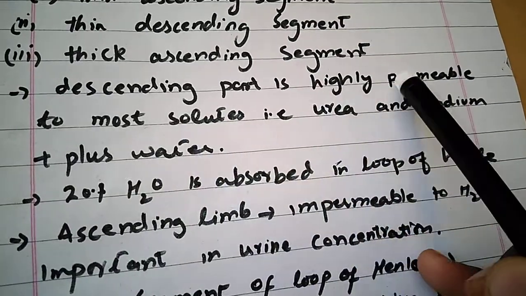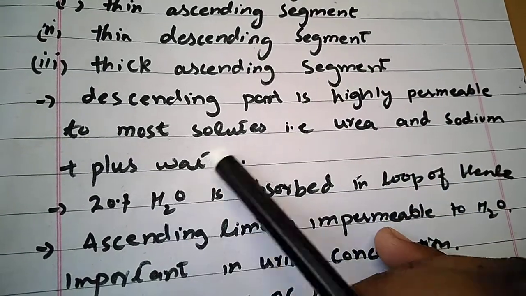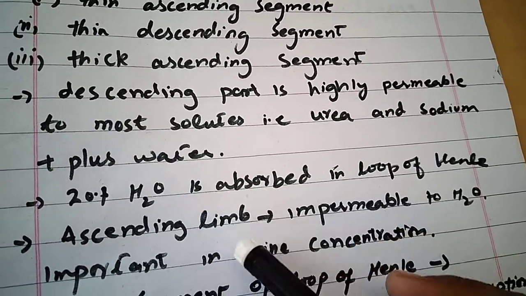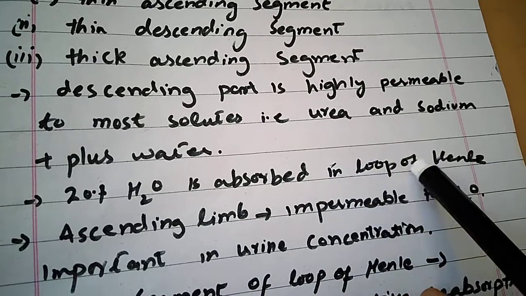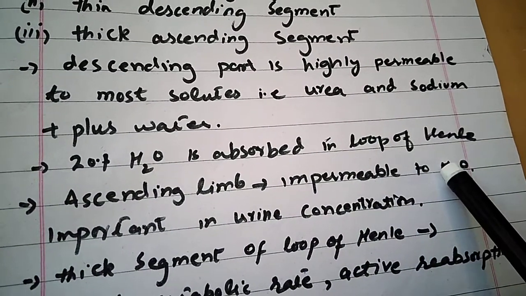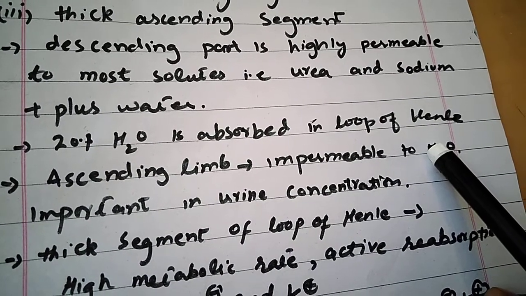Now, the descending part is highly permeable to most of the solutes, that is urea and sodium, and it is also permeable to water. 20% of water is absorbed in the loop of Henle. The ascending limb is impermeable to water, and it is very important in concentrating the urine.